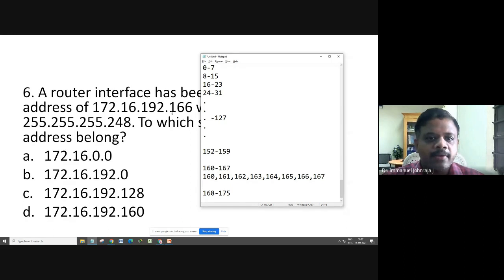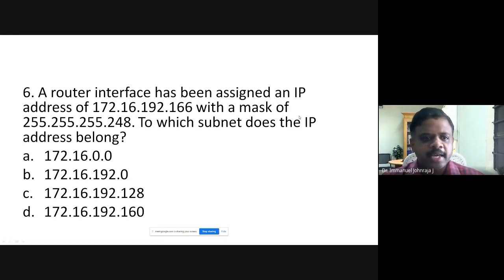Where is 166? It is here. All right. So what is the network address? The first IP. So what is that value? 172.16.192.160. Where is it? 172.16.192.160. So my question is, to which subnet does the IP belong?